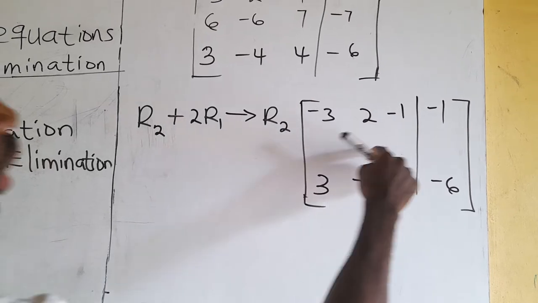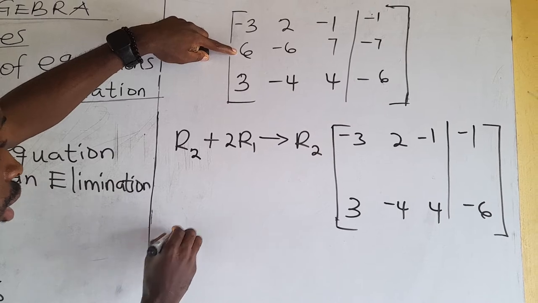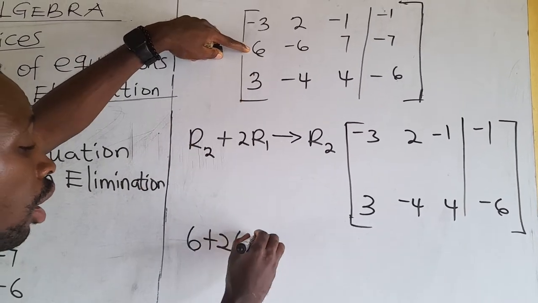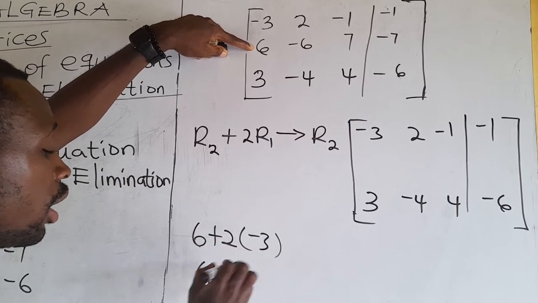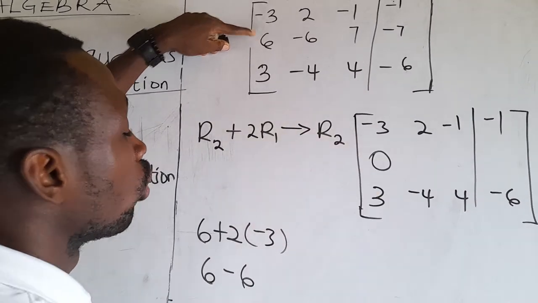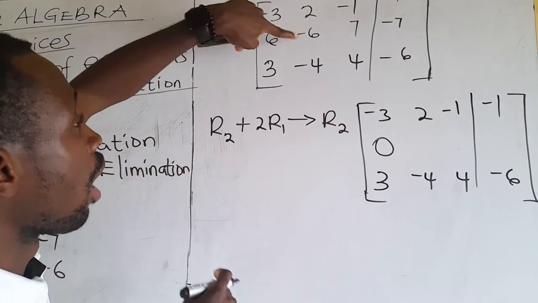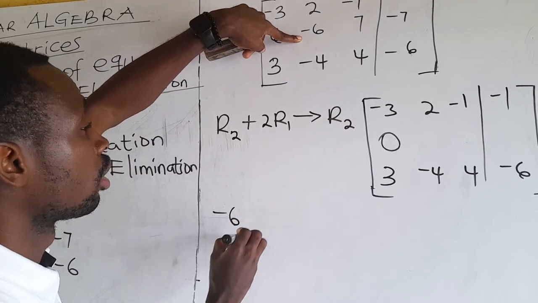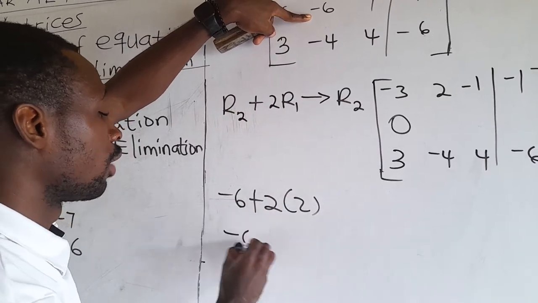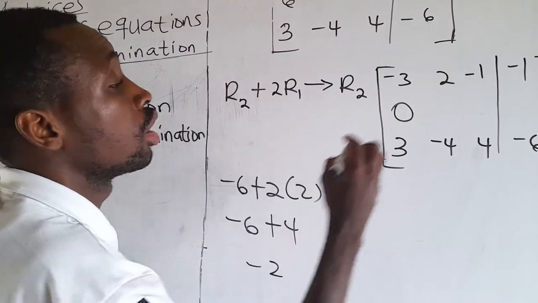So now let's see the entries that will go to the second row. The first one, R2 is 6 plus 2 times R1. R1 is negative 3. So 2 times negative 3 is negative 6. So 6 minus 6 is 0. So it becomes 0. Perfect. The next one, our R2 here is negative 6 plus 2 times our R1, which is 2. 2 times 2 is 4. Negative 6 plus 4 is negative 2.